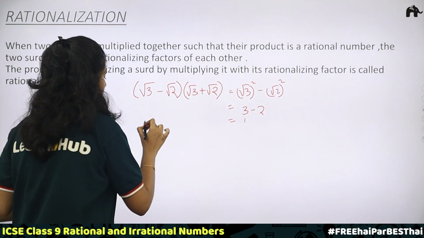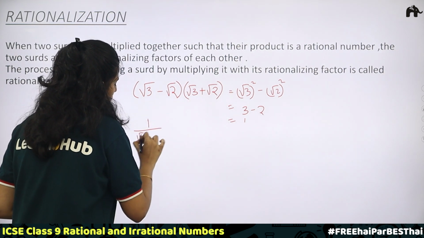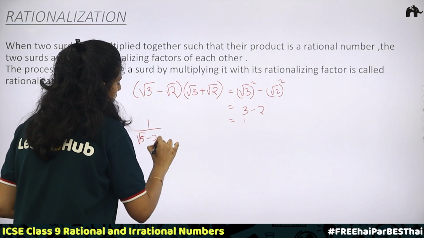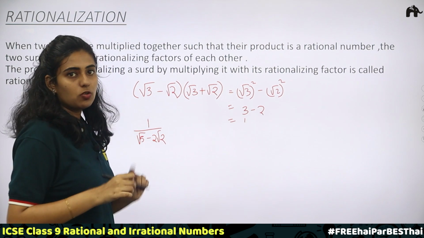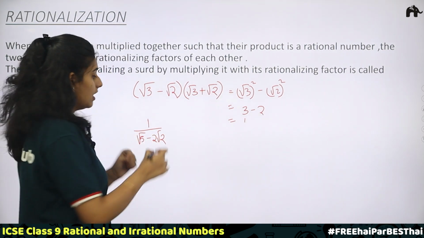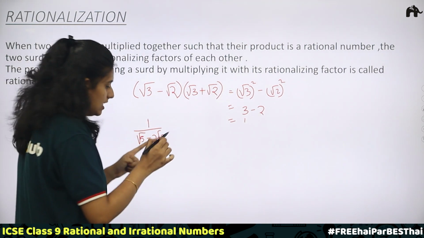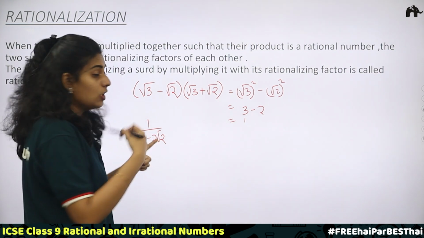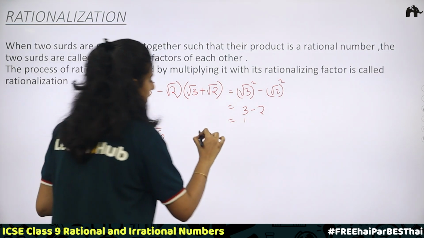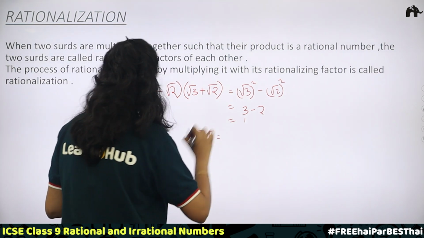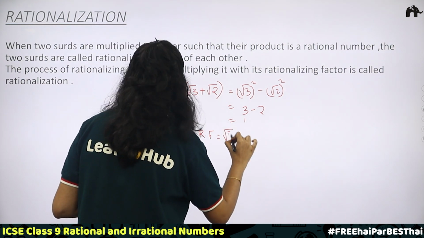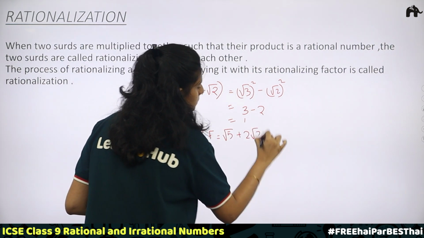If you have another number, 1 by root 5 minus 2 root 2, what is the rationalizing factor of this? Take the denominator and change the sign. Here it is a negative sign, you have to make it a positive sign. Then you will be getting the rationalizing factor. So here the rationalizing factor is root 5 plus 2 root 2.